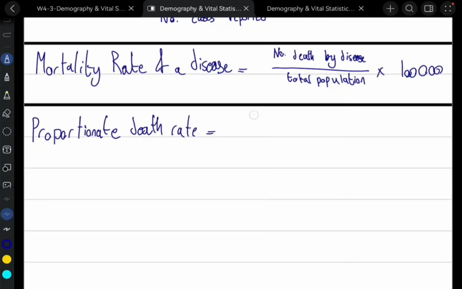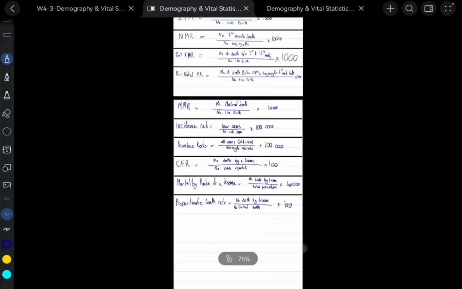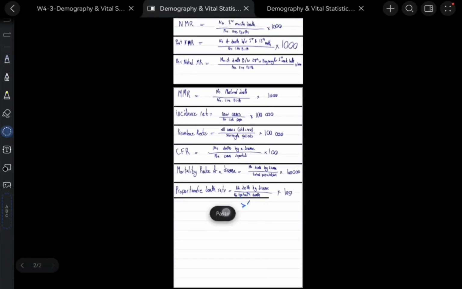It equals death by disease over total death, times 100 because it's a percentage, I think. Okay? I tried my best, honestly. Oops.